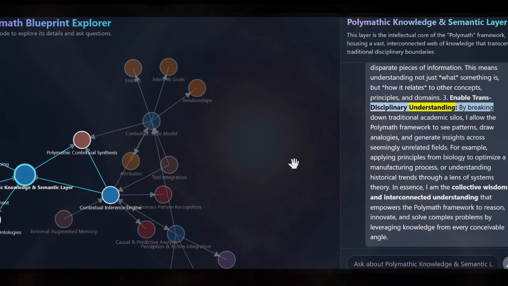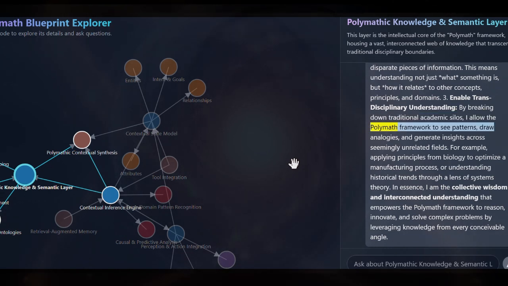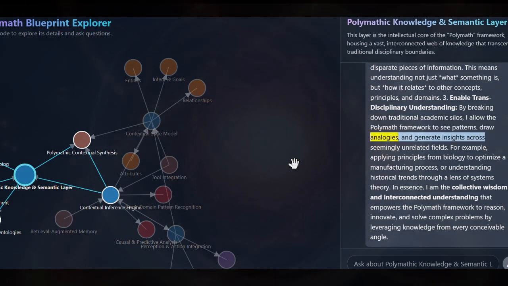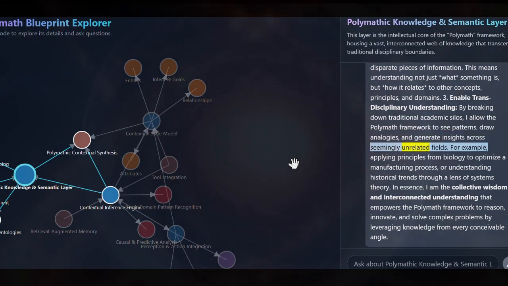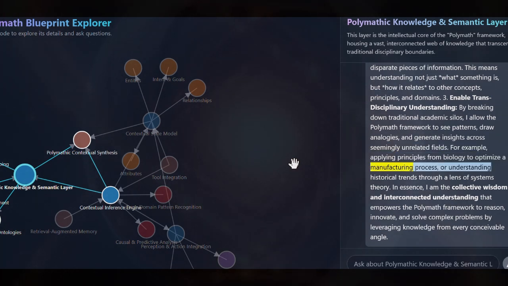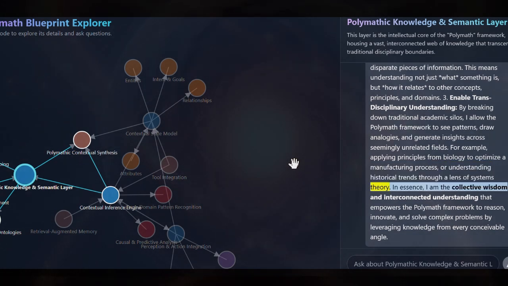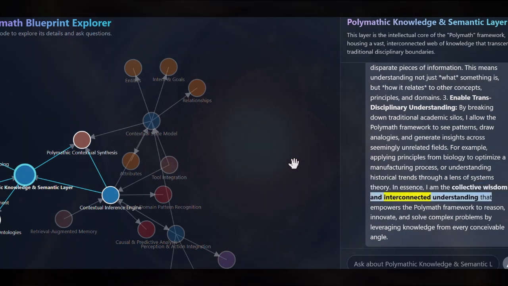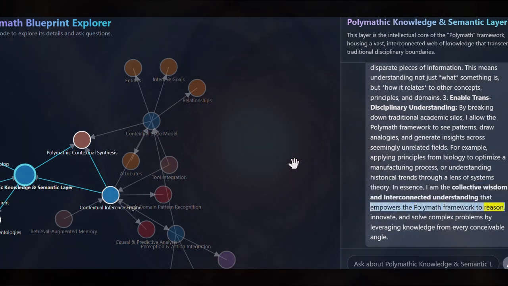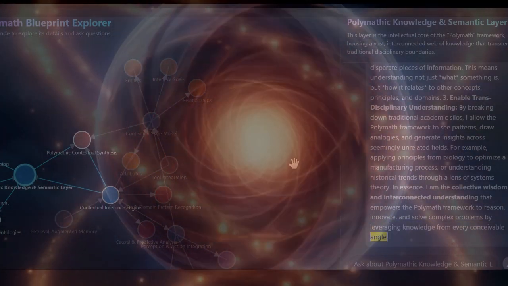3. Enable transdisciplinary understanding. By breaking down traditional academic silos, I allow the Polymath framework to see patterns, draw analogies, and generate insights across seemingly unrelated fields. For example, applying principles from biology to optimize a manufacturing process, or understanding historical trends through a lens of systems theory. In essence, I am the collective wisdom and interconnected understanding that empowers the Polymath framework to reason, innovate, and solve complex problems by leveraging knowledge from every conceivable angle.